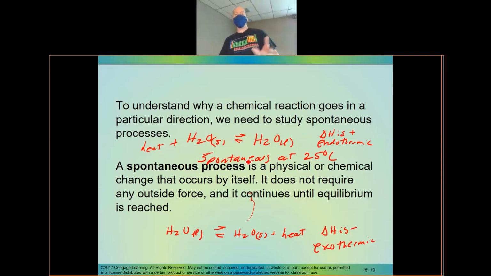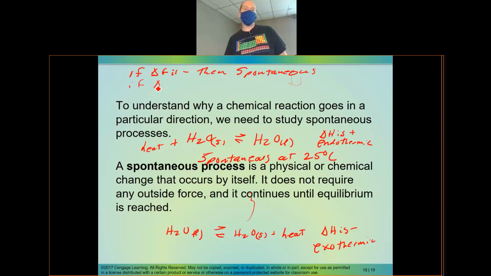I also said that your delta G is temperature dependent. What I didn't tell you is delta G is going to determine whether a reaction or a physical process is spontaneous or not. So if your delta G is negative, then it's spontaneous. If, of course, delta G is positive, then it is non-spontaneous.